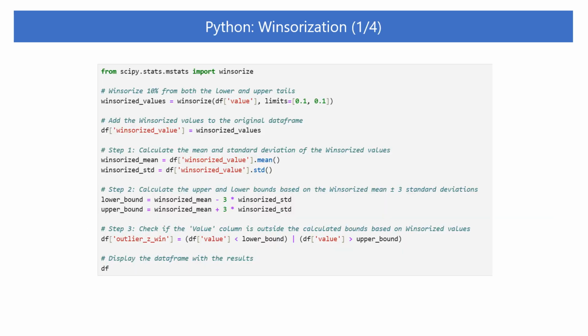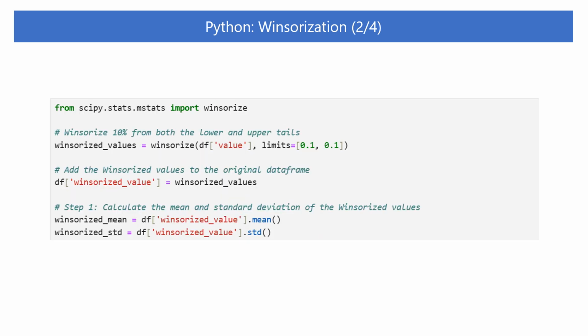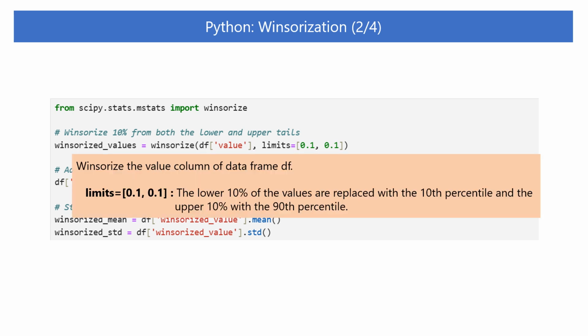We can implement Winsorization by this code. Let's start with the first part. First, import Winsorize from scipy.stats.mstats. Next, Winsorize the value column of data frame df.